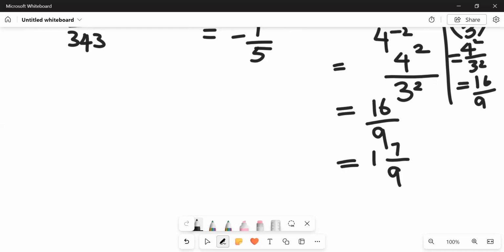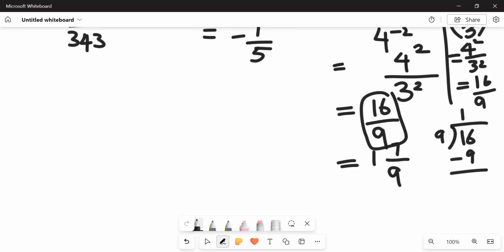If the number is an improper fraction, because this is an improper fraction, the numerator is greater here and the denominator is smaller. So we will divide: 9 ones are 9, and we will subtract 16 minus 9, which is 7. So it will be 1 whole. Then the answer will be 1 whole 7 over 9.